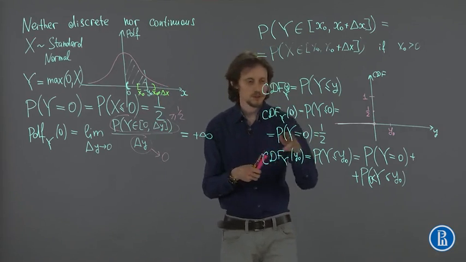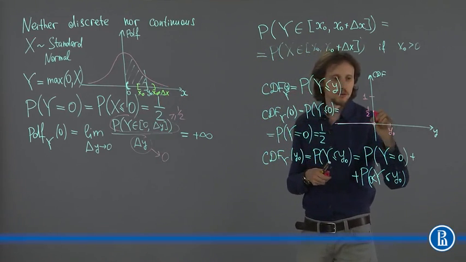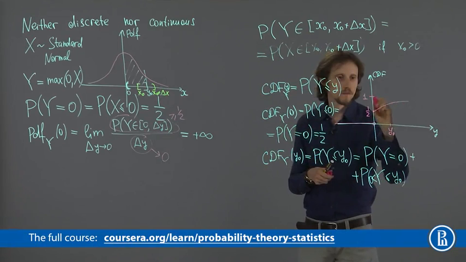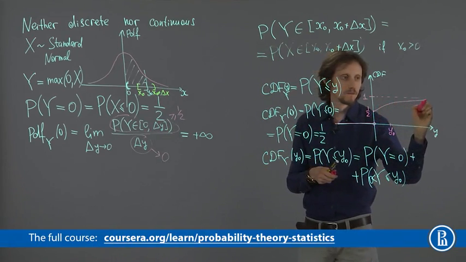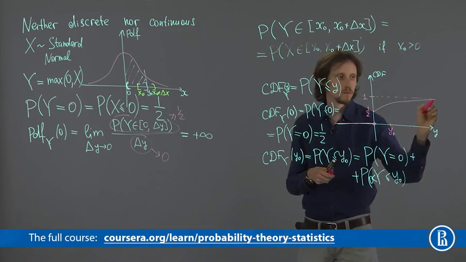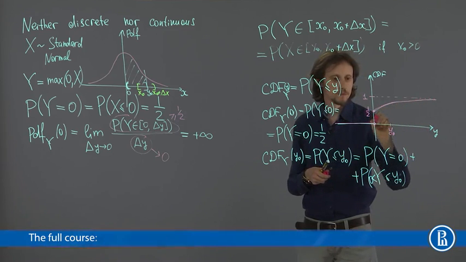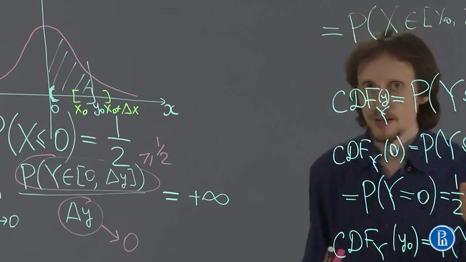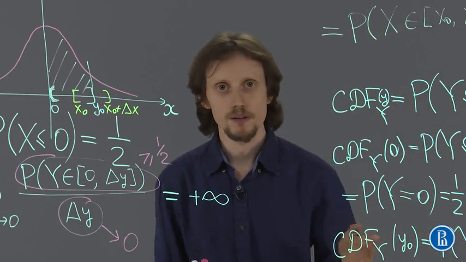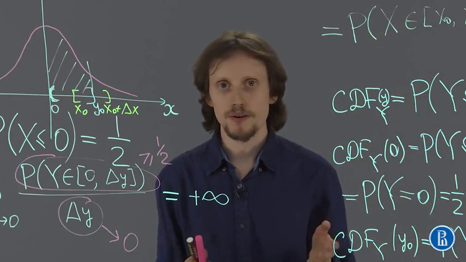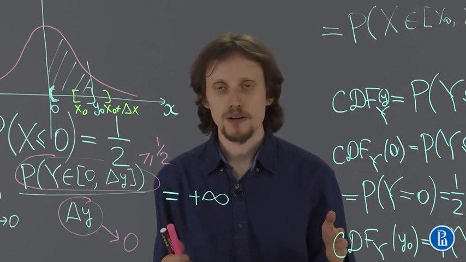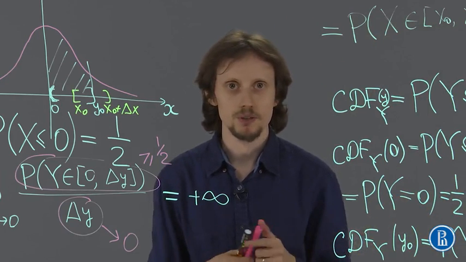So the corresponding CDF looks like this one. Thus we see that we can define this a little bit strange random variable by defining its cumulative distribution function.